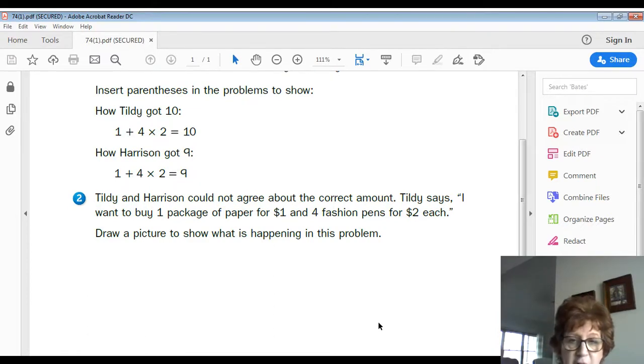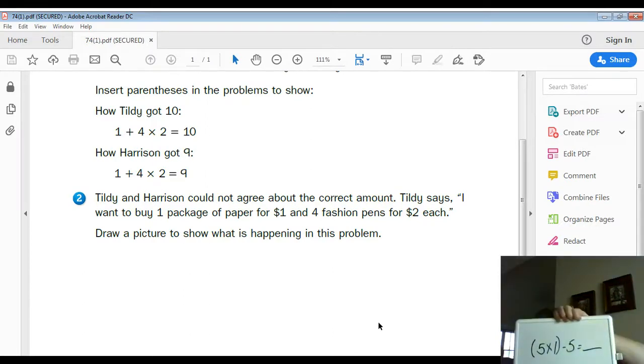So we're gonna start out with a little bit of mental math practice using the parentheses. And so here's our first one. All right, so 5 times 1 minus 5. So you're gonna do your 5 times 1, which is 5, minus 5 is going to equal 0.